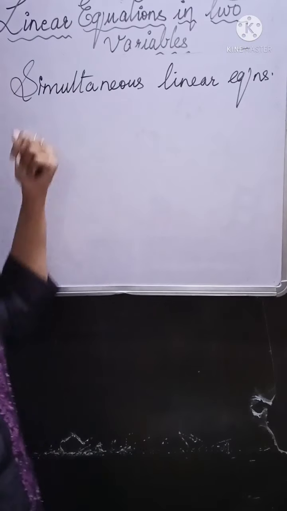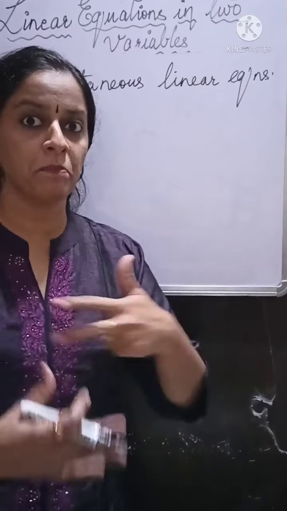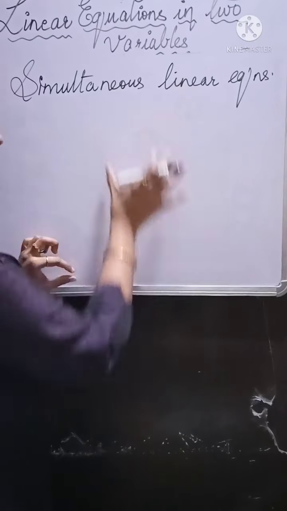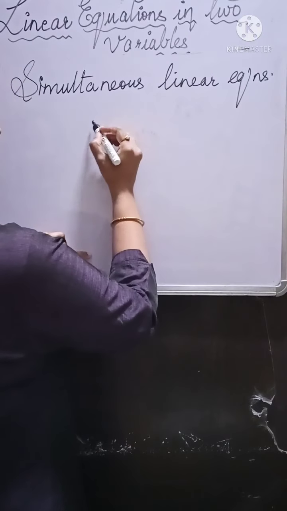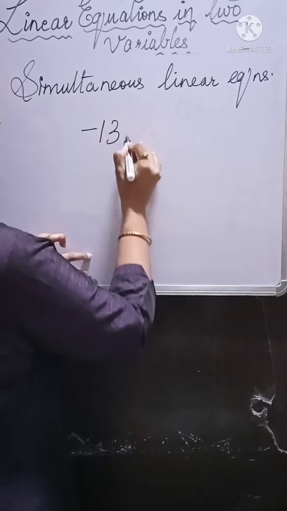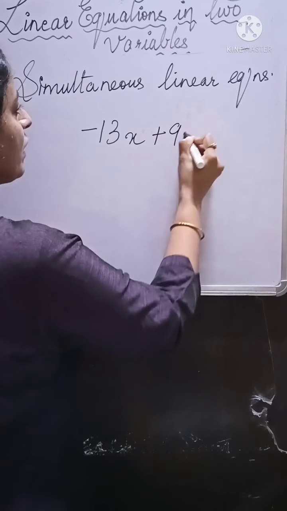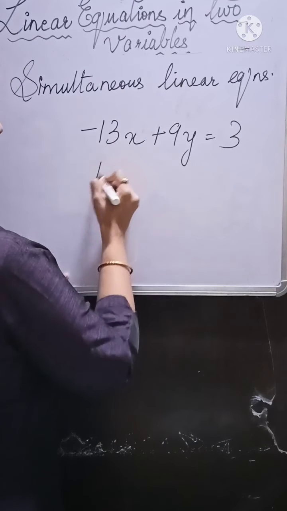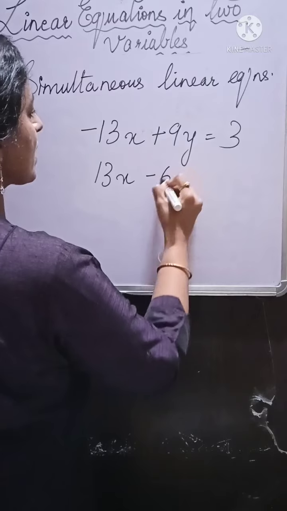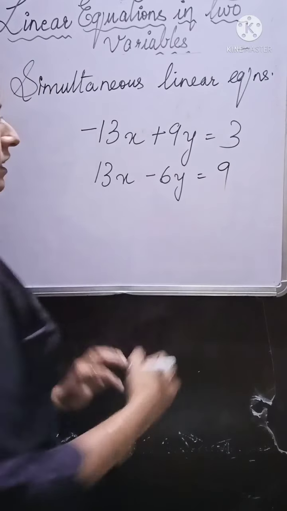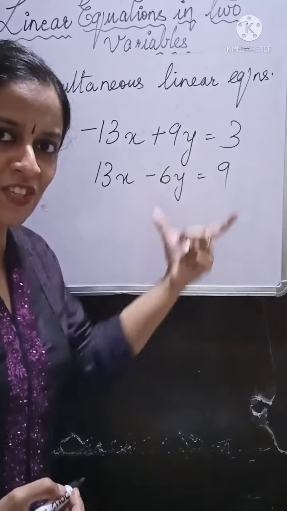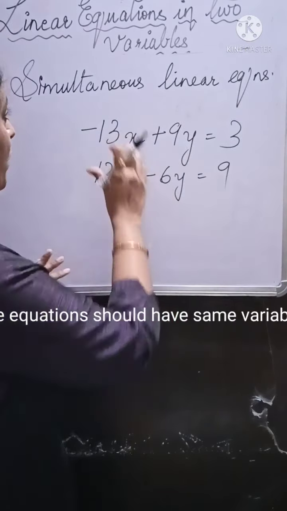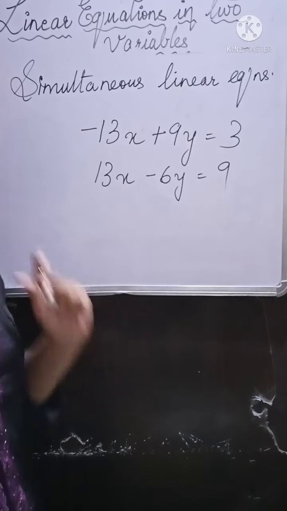Next subheading, give it as simultaneous linear equation. Simultaneous linear equation, nothing to worry. Simultaneous linear equation means I'll give you two linear equations. For example, minus 13x plus 9y is equal to 3, and 13x minus 6y is equal to 9. Two linear equations in two variables given together are simultaneous linear equations.